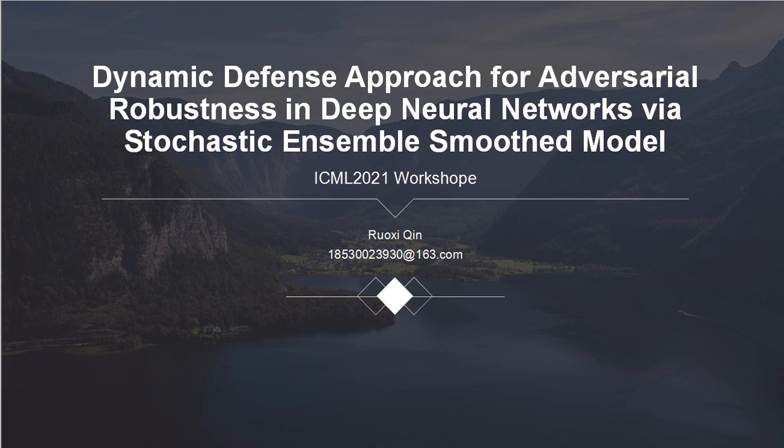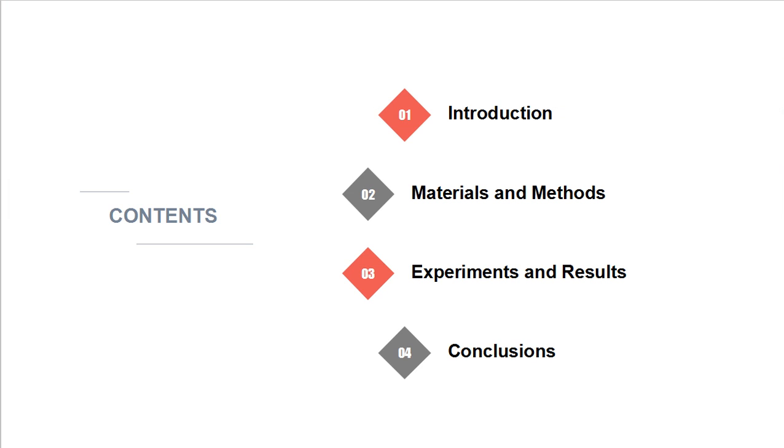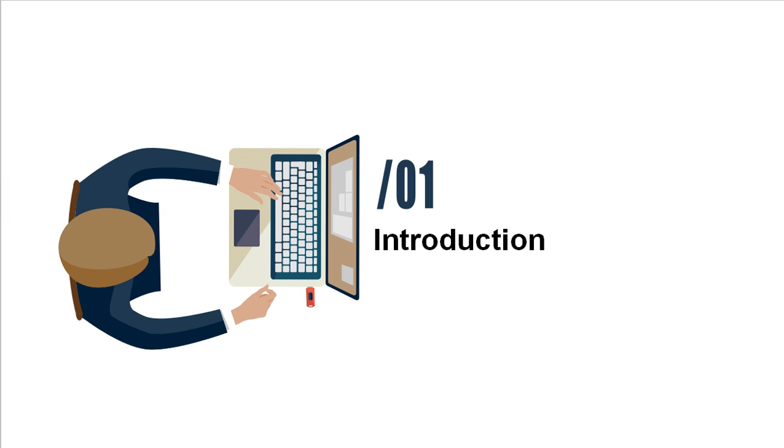The title of my research is Dynamic Differentiation Approach for Adversarial Robustness in Deep Neural Network via Stochastic Ensembles Most Models. So my speech will be divided into those four parts. Let's begin from the first part, introductions.